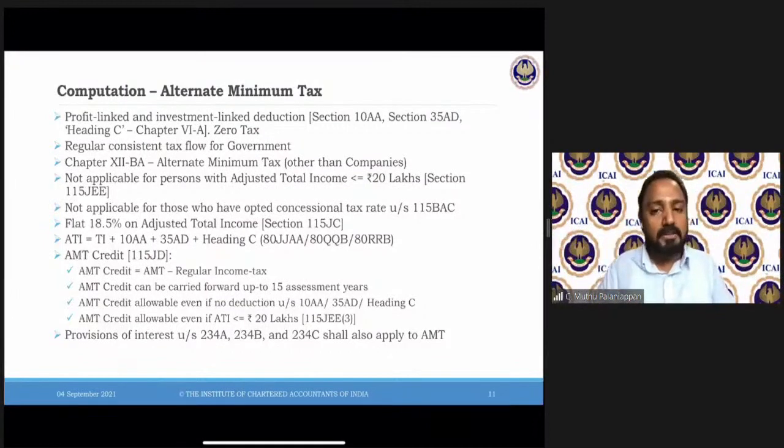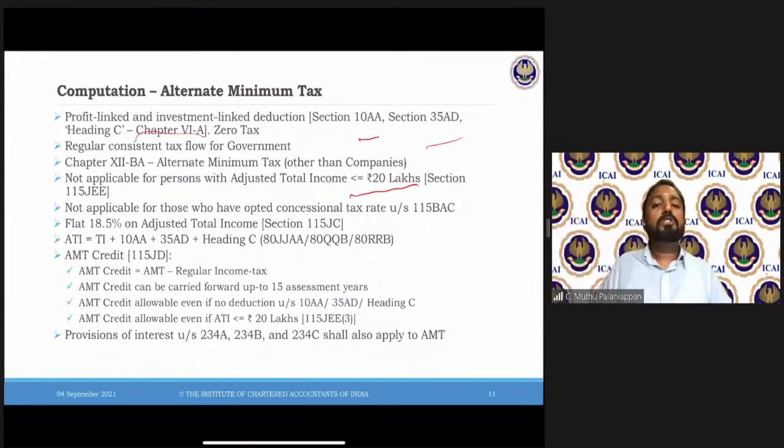It is applicable only for persons who have a deduction under sections 10AA, 35AD, and Chapter VI-A Heading C. If you have a deduction under these, only then this provision is applicable. And your adjusted total income should be more than 20 lakhs.